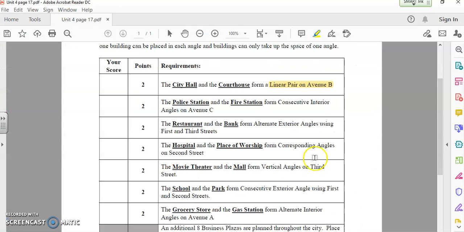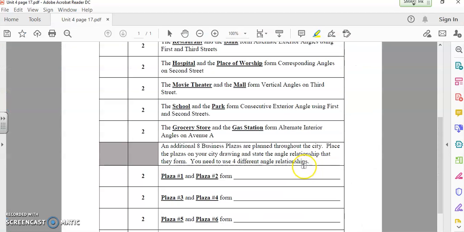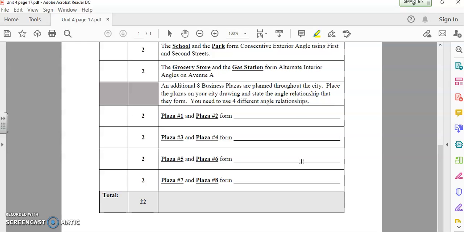When you get down beyond the 7 required ones, looking here at page 17, it says an additional 8 business plazas are planned throughout the city. Place the plazas on your city drawing and state the angle relationship that they form. You need to use 4 different angle relationships. So you're going to place 8 plazas, but they pair off. So Plaza 1 and Plaza 2 need to form a particular angle pair, and you're going to write that angle pair here on this blank.